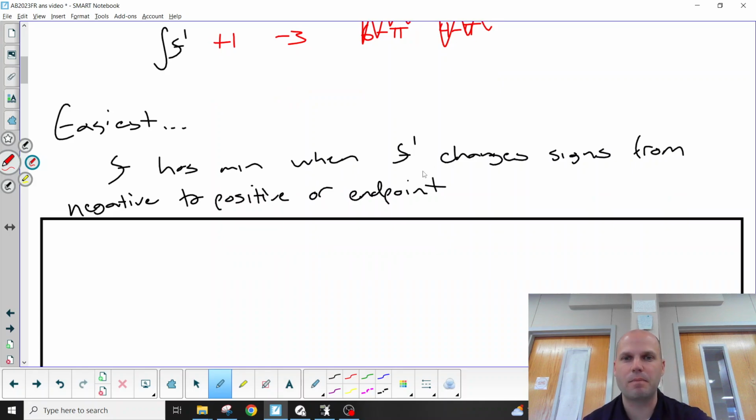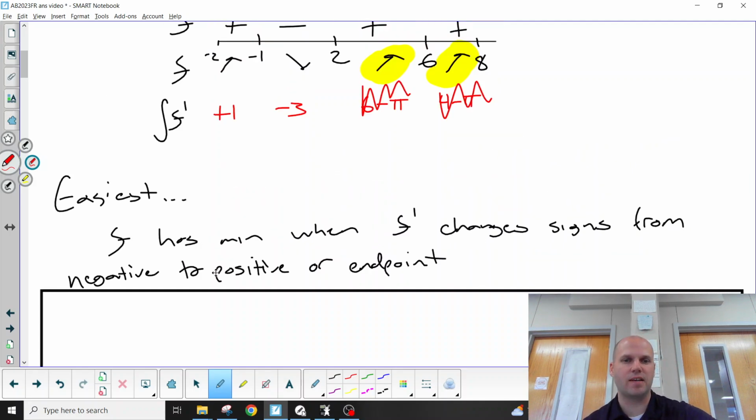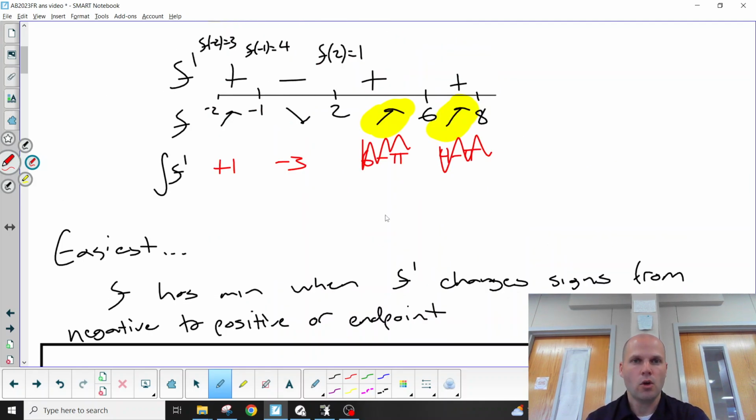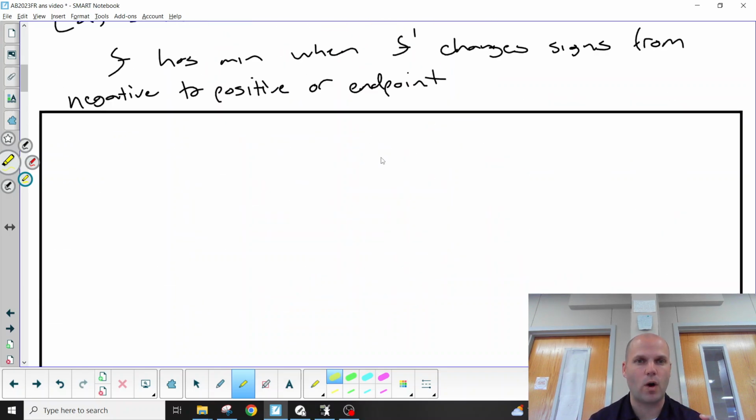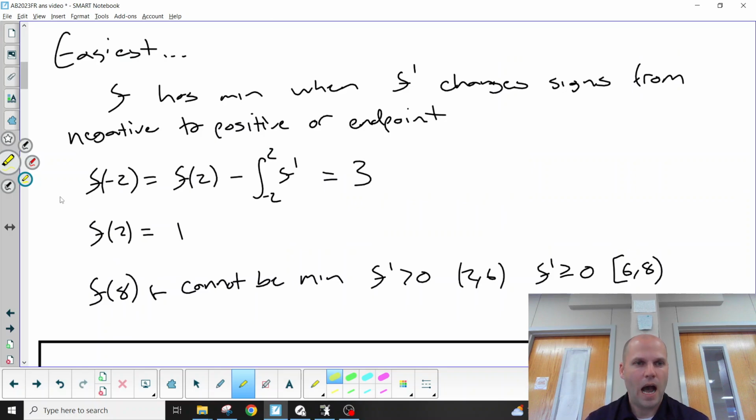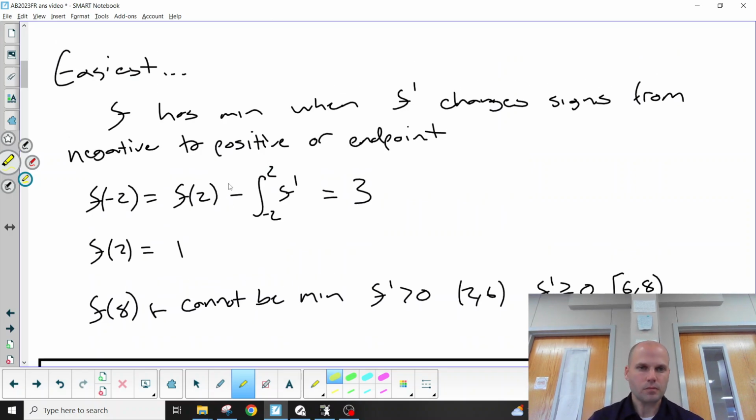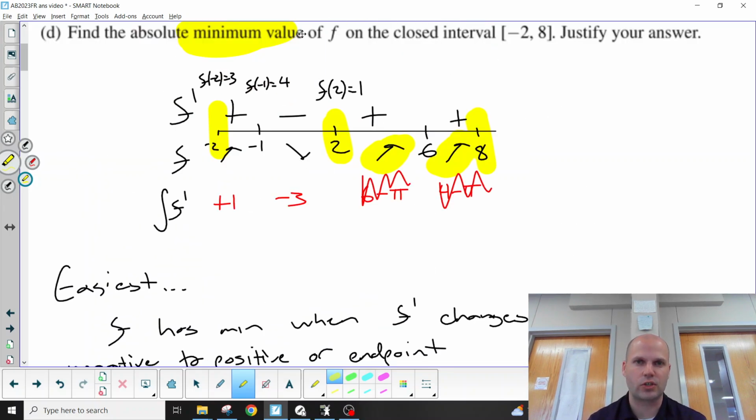I could say f has a min when f prime changes sign from negative to positive or an endpoint. From negative to positive, I get my candidate 2 and -2, my endpoint. I would think that my candidate is also 8, but watch what I'm going to do. I'm going to find f of -2. Again, you got to show how you get it. If you don't show how you get it, you're probably not getting points. You can't use this. This is only for your background knowledge. It's not to be used as explanation.